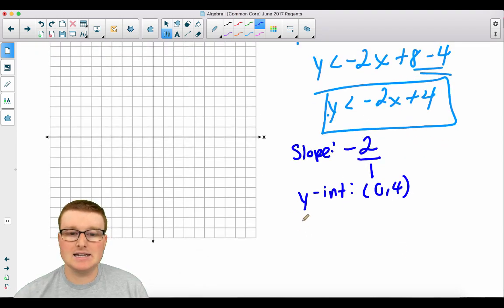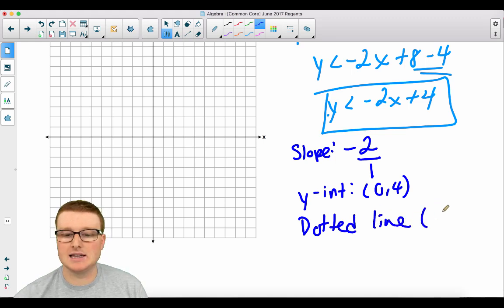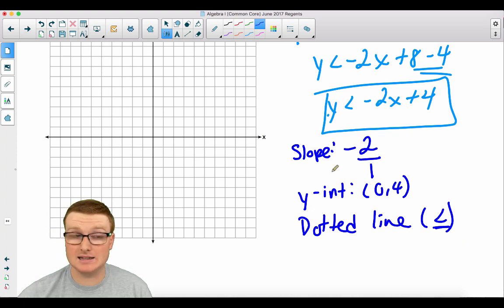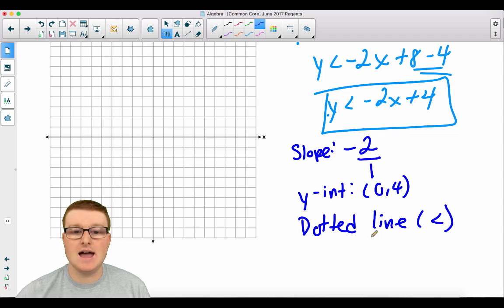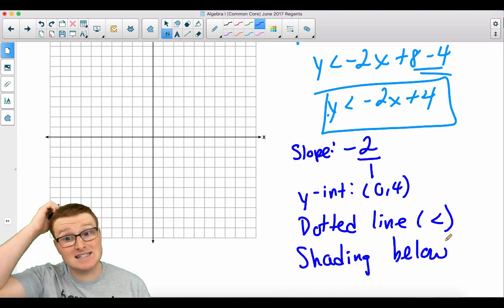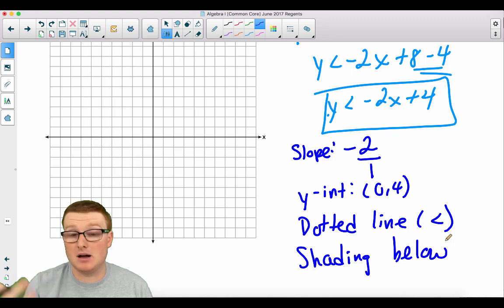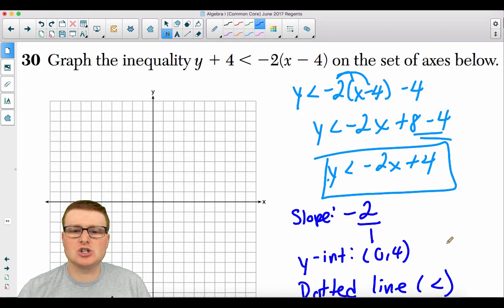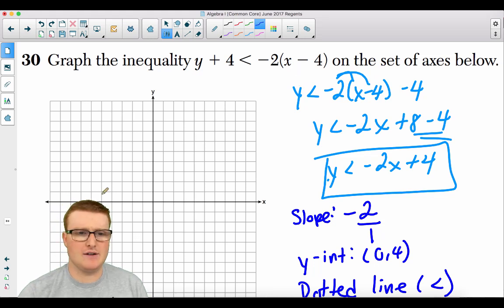It is a dotted line because it has a less than sign. If it was less than or equal to, it would be a solid line, but it's just less than. And it is shading below, because, again, it's less than. Less than, you're shading below. If it was greater than, you're shading above. I'm also going to show you how to graph this on your calculator. It's actually pretty neat. I'll show you that after I graph it over here.